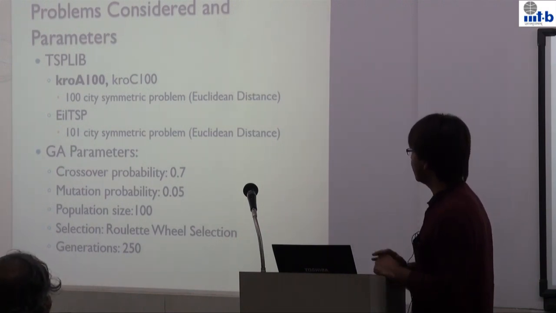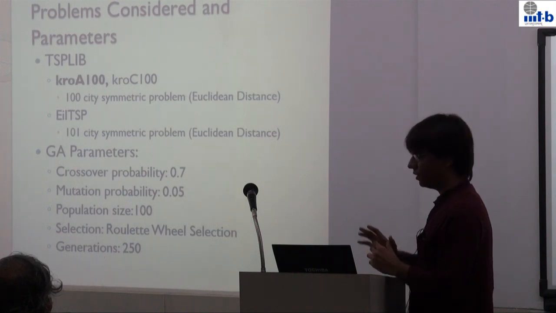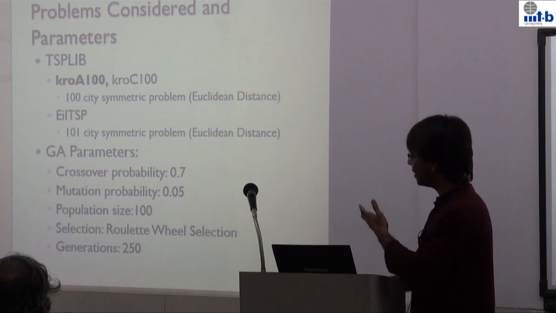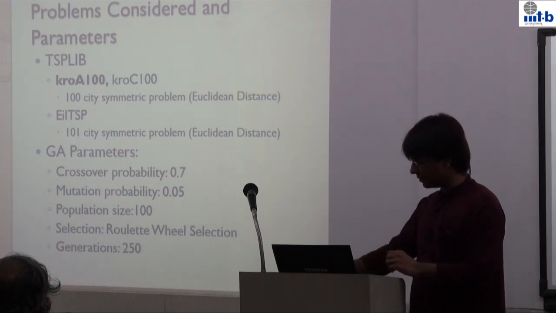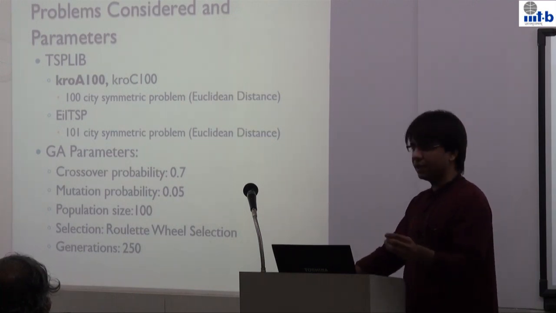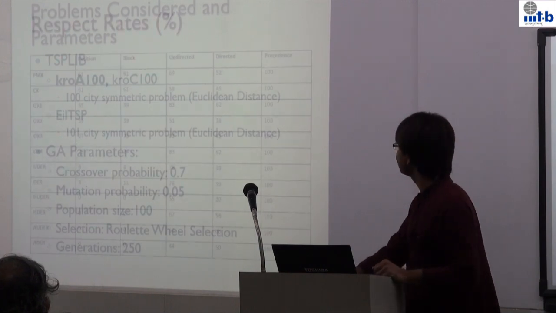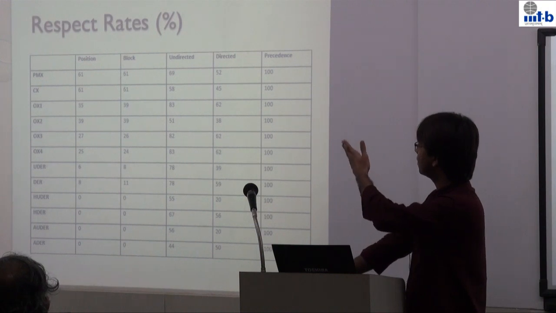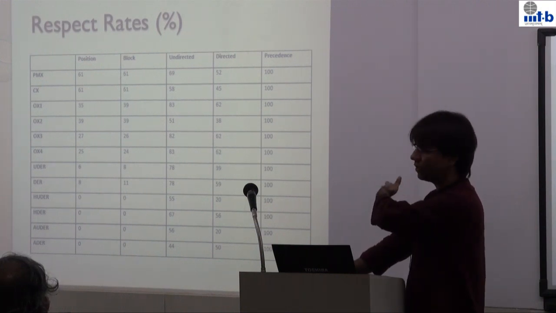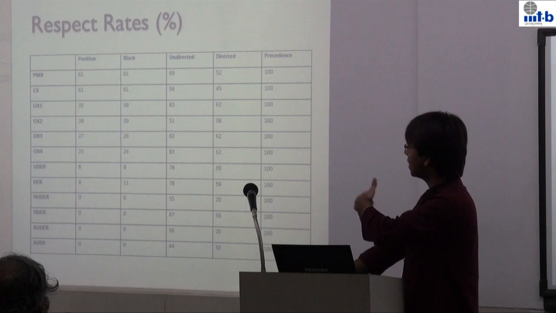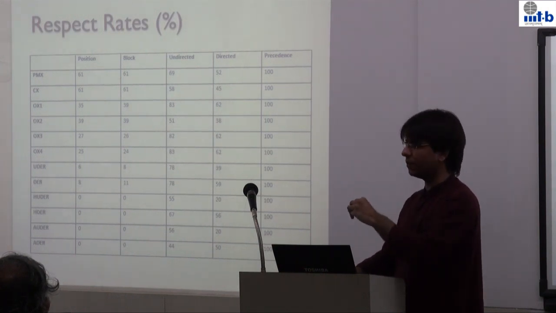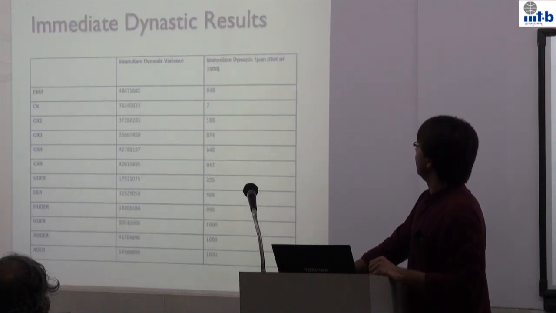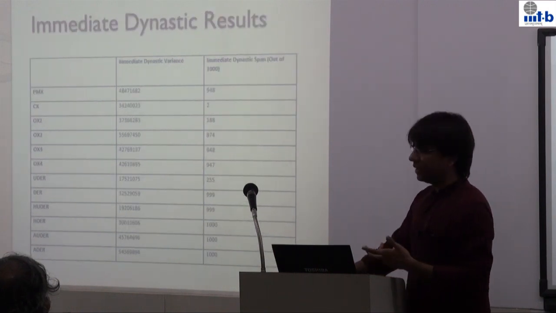The crossover probability is taken as 0.7, and mutation as 0.05. The population size at any time is 100, and the selection is used as well. These are the common genetic algorithm parameters, and we have run the evolution till 250 generations. So corresponding to all the 5 forma which we saw, we tried to find the transmission rates and the respect rates for each forma for each operator.